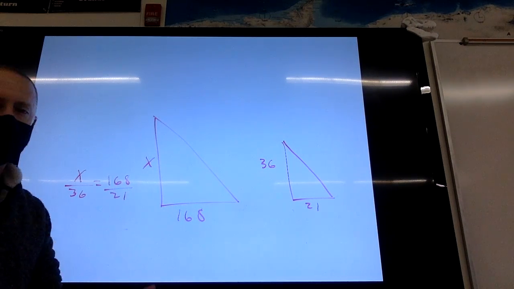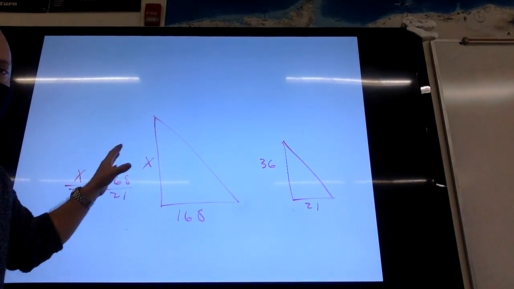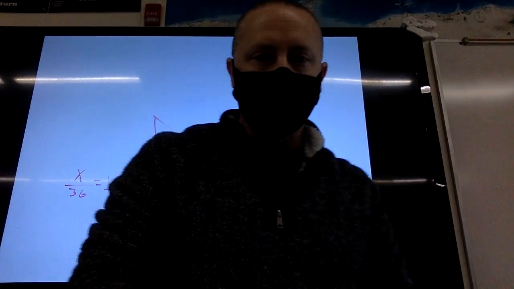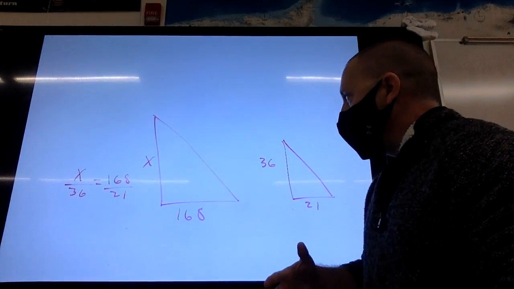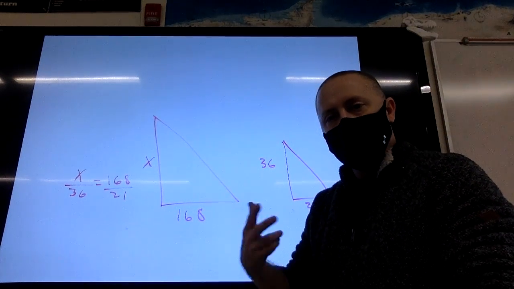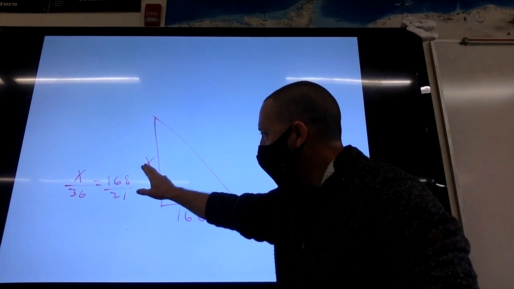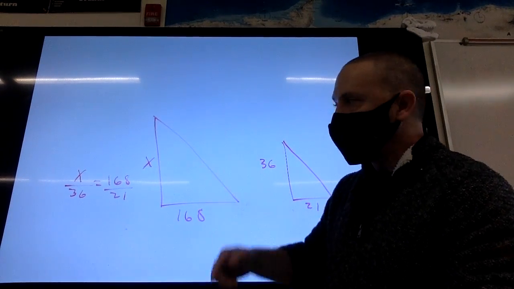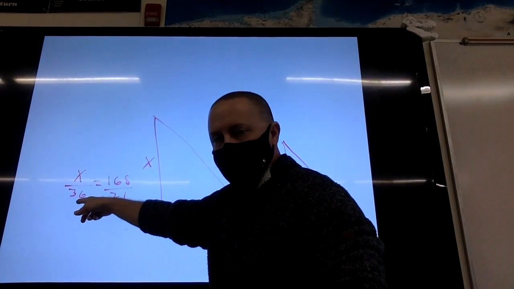So, to recap, I know these shapes are similar, okay? They're the same shape, but they're different sizes. Now, that being said, I then use my knowledge of ratios and proportions. I create a ratio by comparing this corresponding side to that corresponding side. Two numbers compared through division. That's where I get the x over 36.